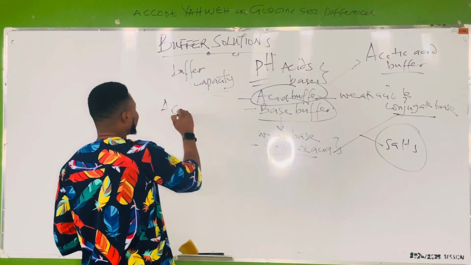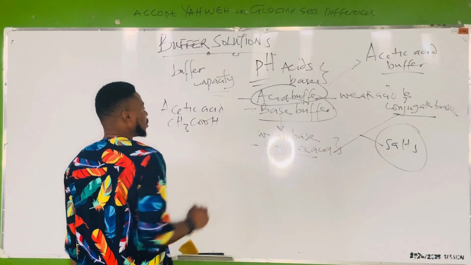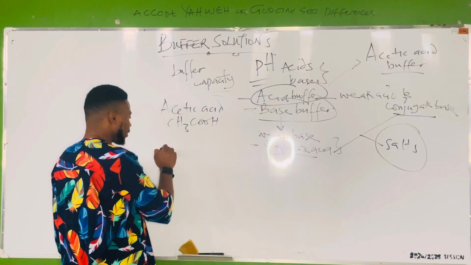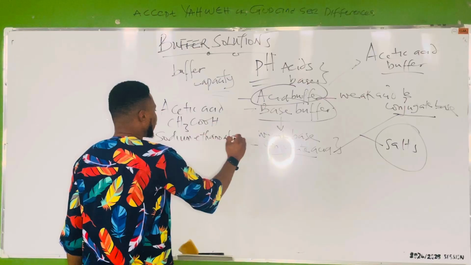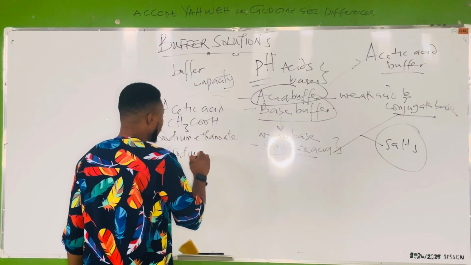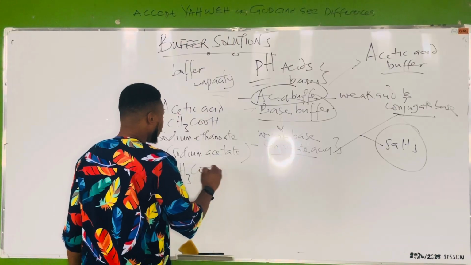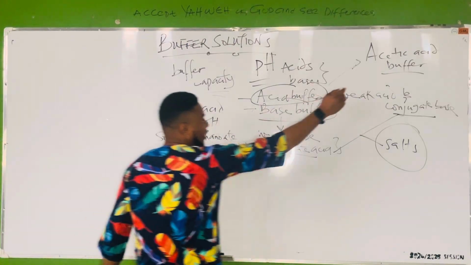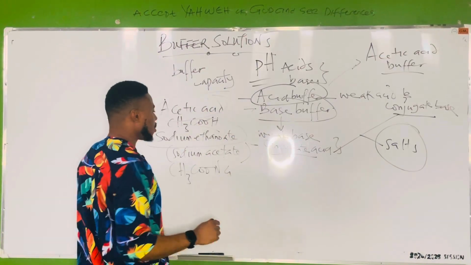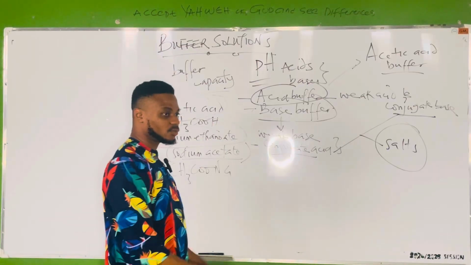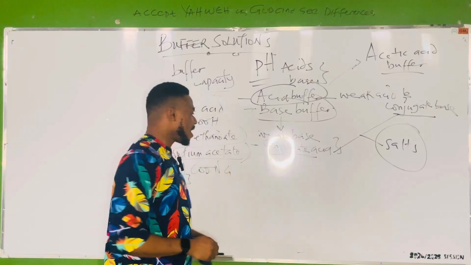And acetic acid is given as CH3COOH. So when acetic acid reacts with what we call sodium ethanoate or sodium acetate, all right, which is CH3COONa, then an acetic acid buffer is formed. So acetic acid plus sodium ethanoate, also known as sodium acetate. When these two react, we form an acetic acid buffer.